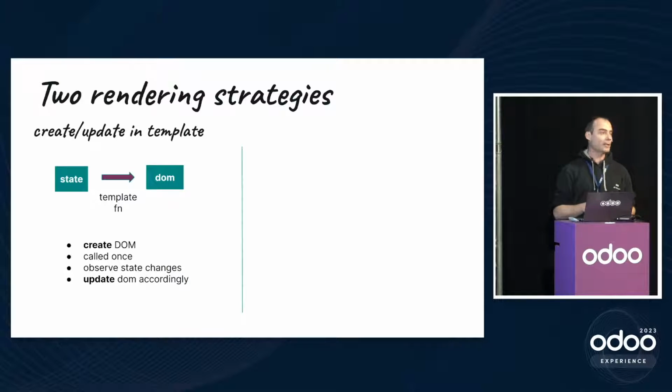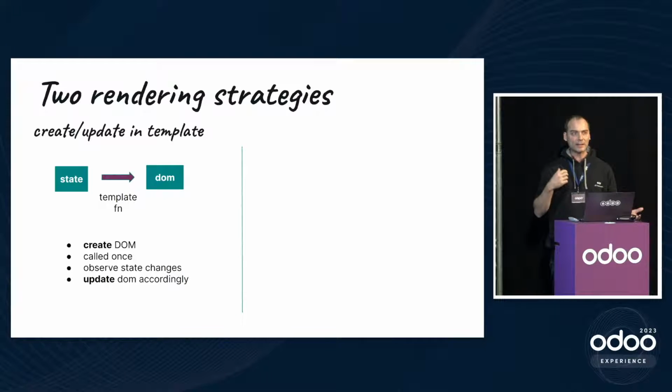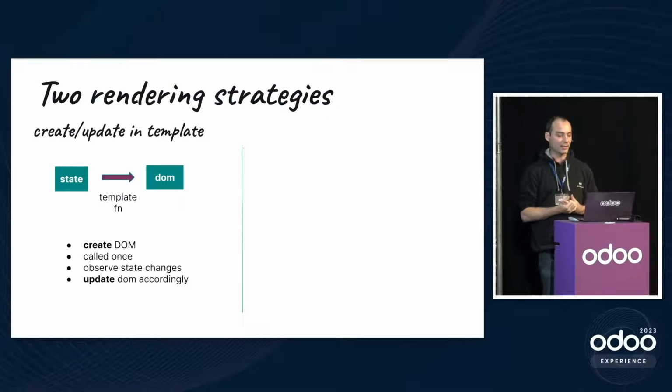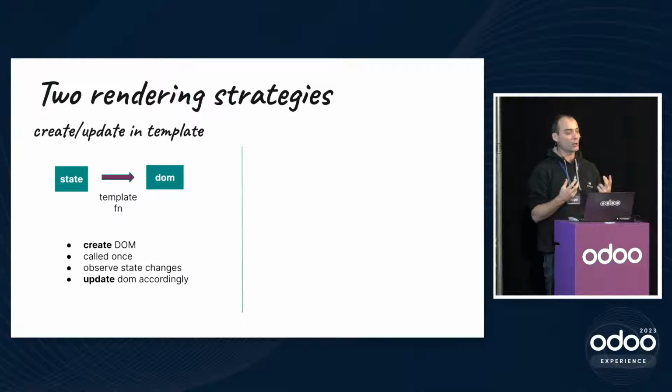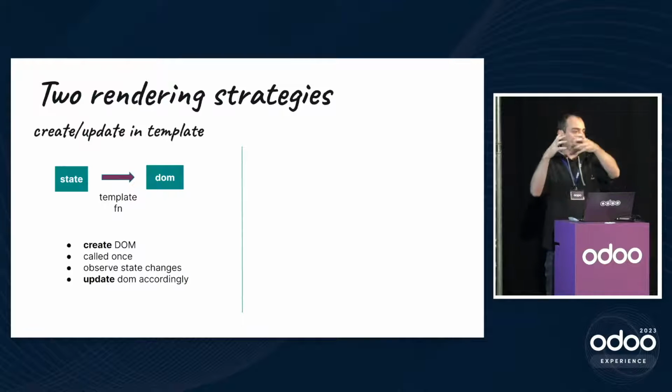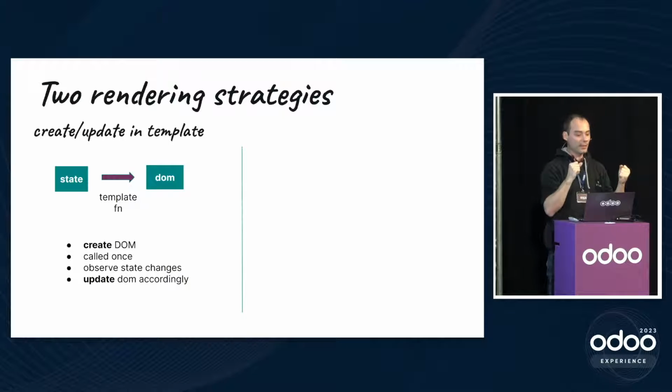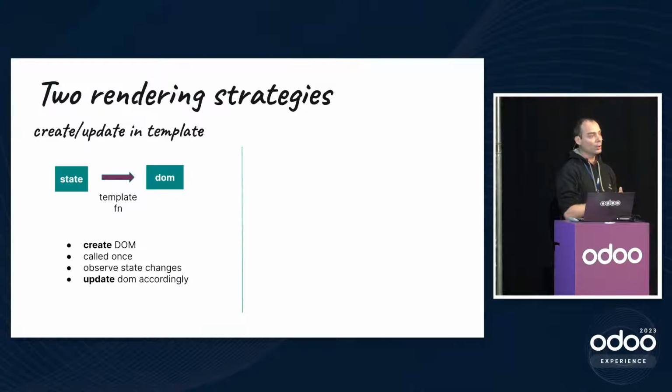We have actually many ways to do that. There are not just two rendering strategies, but I'm talking about those two because they are the main ones that came to mind when I studied this topic. The first one is to make the template function do the two operations, create and update, in one function. Basically your template function will take your state, generate some HTML elements, and then maybe register some listener to state changes, and those state changes would trigger targeted updates to your DOM. That's one strategy.